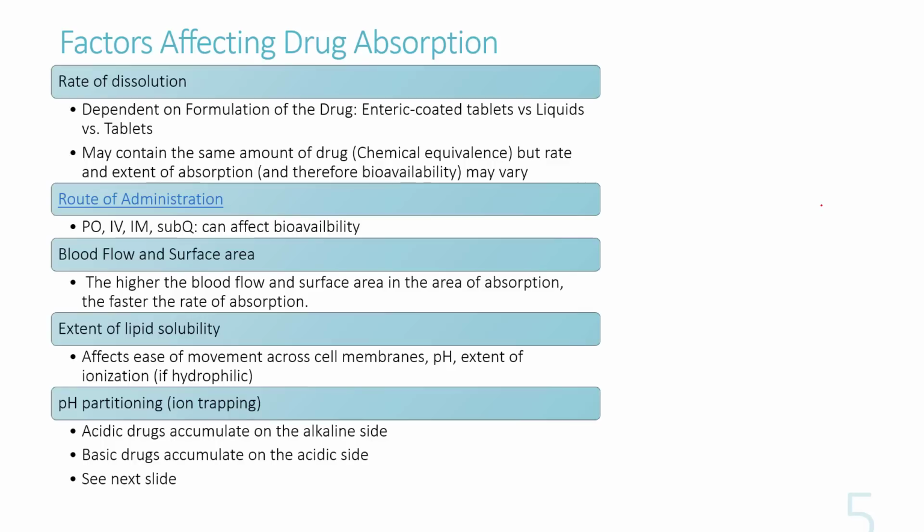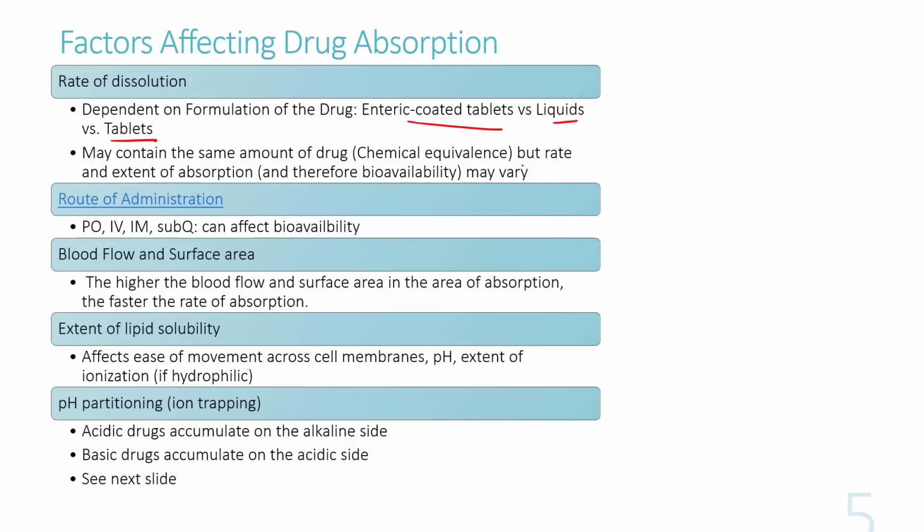So some factors affecting drug absorption are the rate that the preparation is dissolved, especially important for orally administered drugs. If you've got enteric coated tablets versus liquids versus just normal tablets, the liquids are more quickly absorbed. The tablets need to be broken down. The enteric coated tablets are coated so that they can stay intact in the stomach, where there's a very, very acidic pH, and then be broken down once they get into the small intestine.